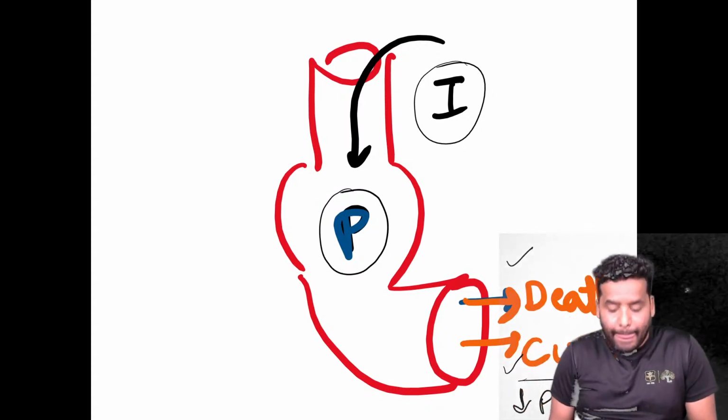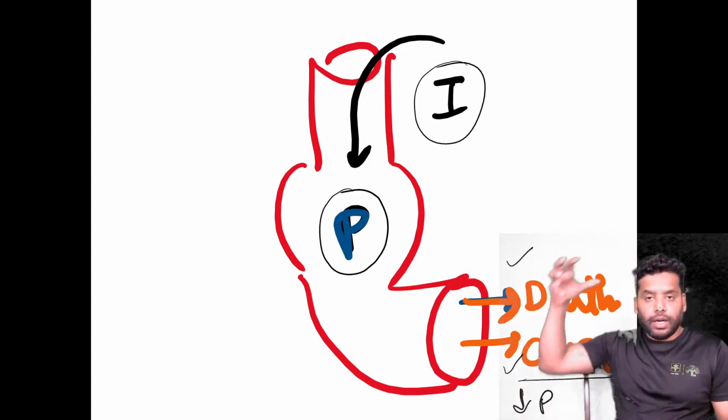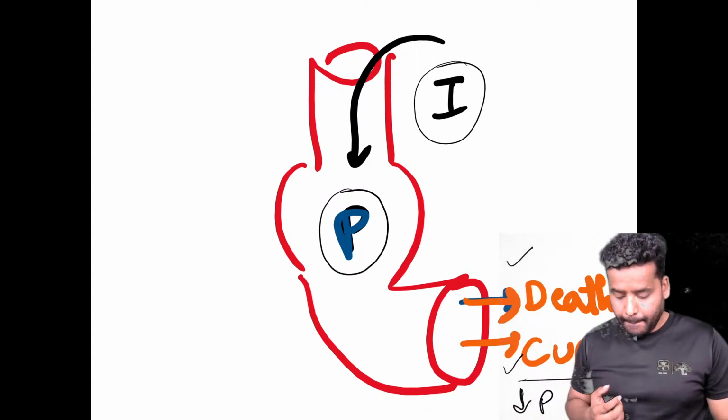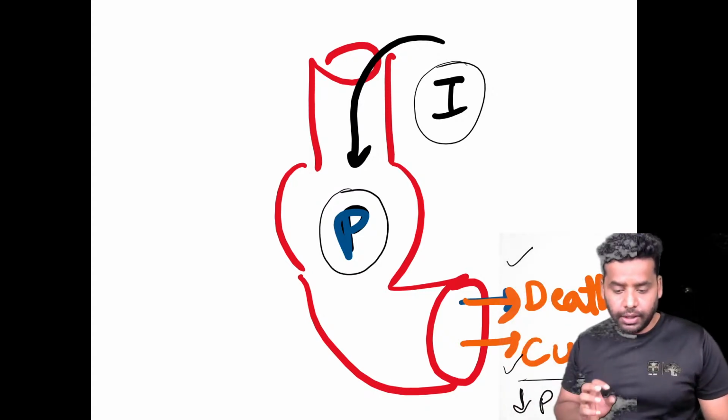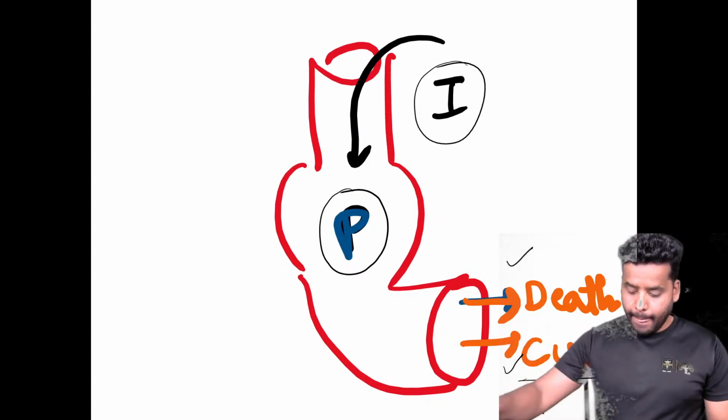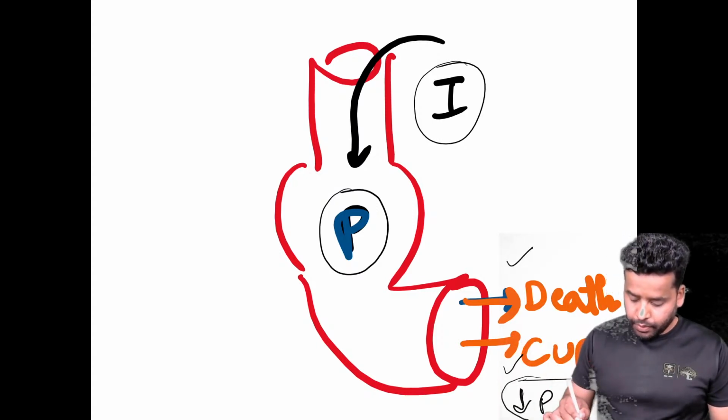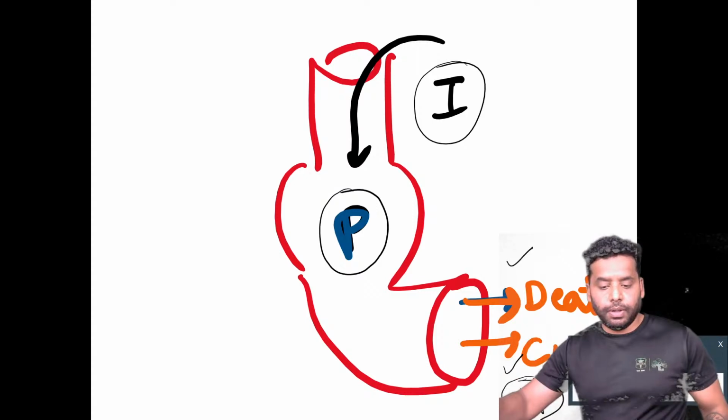Good. One inlet, one outlet. Death and cure. These two things will reduce prevalence.